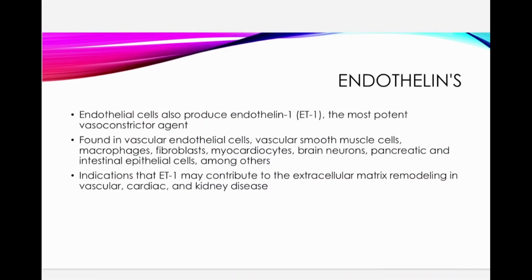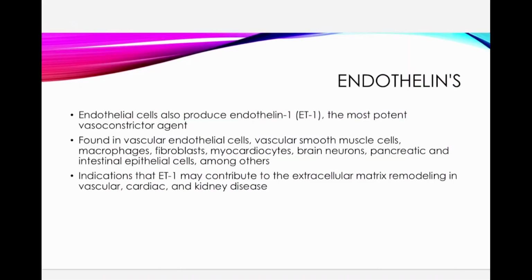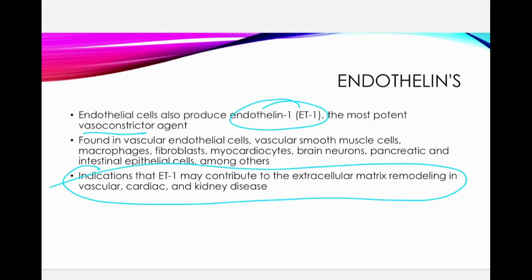Endothelins. Okay, they produce a thing called endothelin-1. This is a potent vasoconstrictor. So nitric oxide, vasodilator. Endothelin-1 is a vasoconstrictor. Found in all types of different cells. The indication is that this ET1 may contribute to the remodeling.